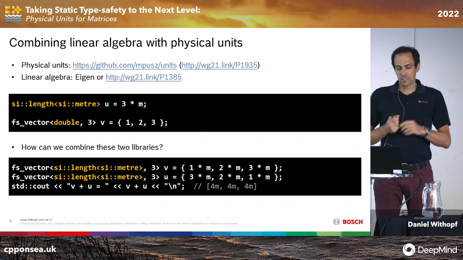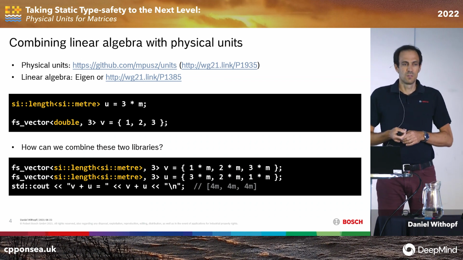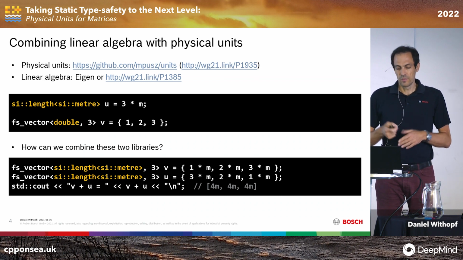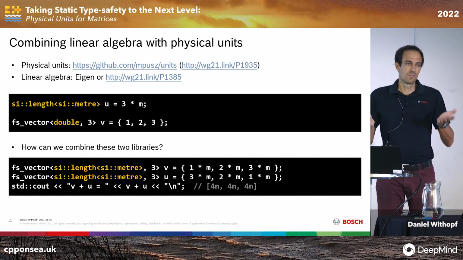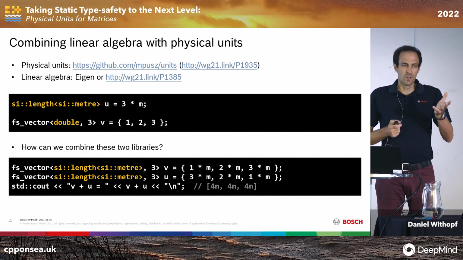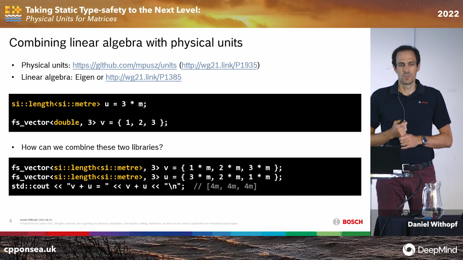Here we have an fs vector, and the value type is now a physical quantity with a length dimension, a unit of meters. Then you can add these two vectors here, u and v, together, and that's a valid operation. And if they would have incorrect units, it wouldn't work. So that's fairly easy. If you have uniform units, so all entries have the same physical unit, then it's easy, no brainer.